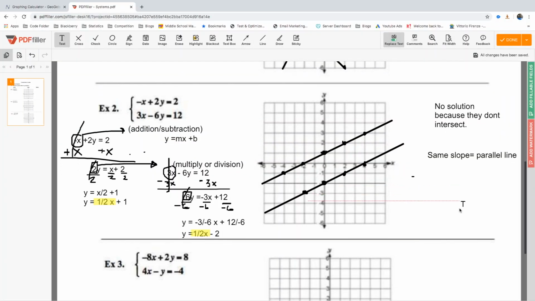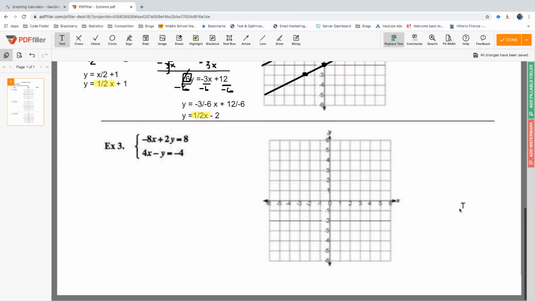All right, let's dive into our last example. Okay, at this point, I think you all should feel comfortable about what we're looking at. We're looking at two standard form equations. I want to graph it, so I'm going to have to do some conversions. So I'm going to rewrite this as negative 8x plus 2y equals a positive 8.